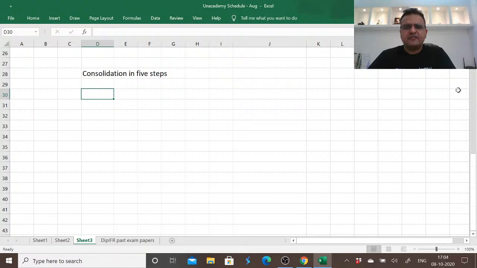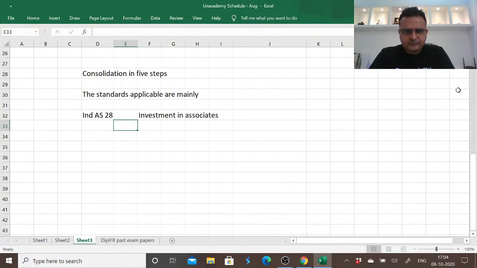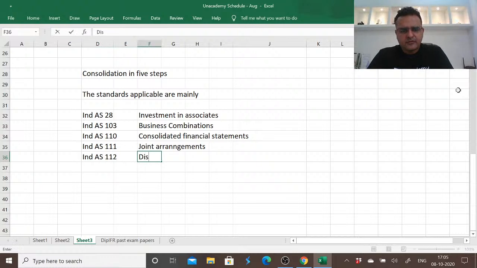So when we are consolidating financial statements, the standards applicable are mainly Ind AS 28, investment in associates, Ind AS 103, business combinations, Ind AS 110, consolidated financial statements, Ind AS 111, joint arrangements, Ind AS 112, disclosures.